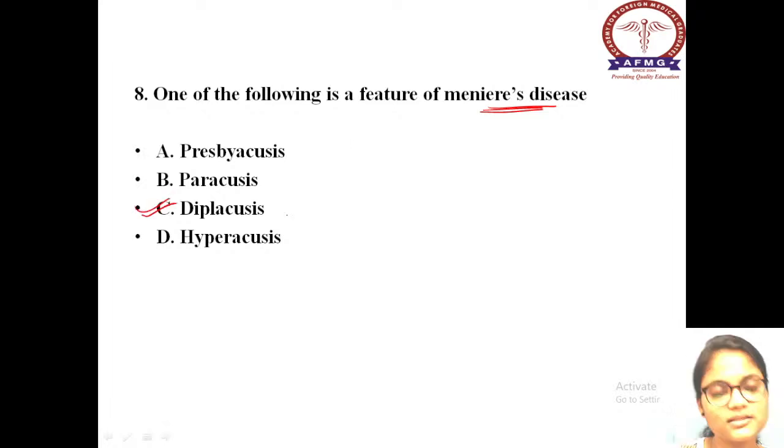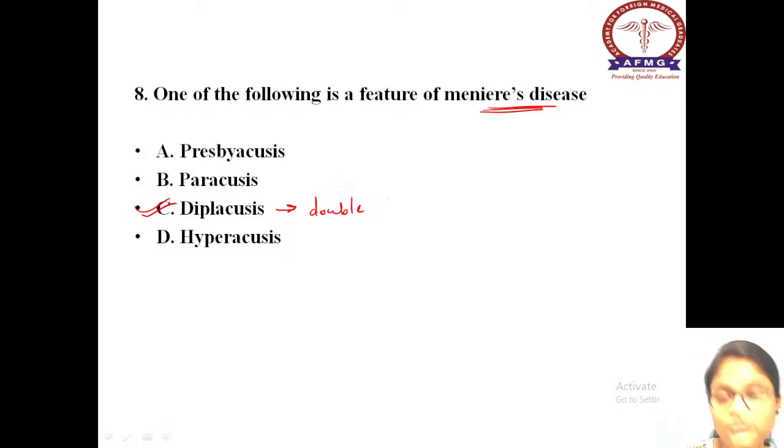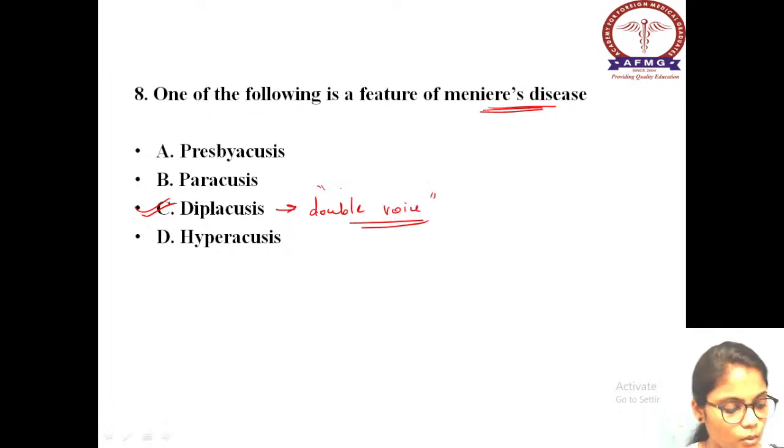What does diplacusis mean? It means double voice. Yes, very right Nyamat and very right Enak, that is diplacusis, and the meaning of diplacusis is a double kind of voice, a double hearing they will be hearing. There are many features in Meniere's disease that show very important, repeatedly asked things.